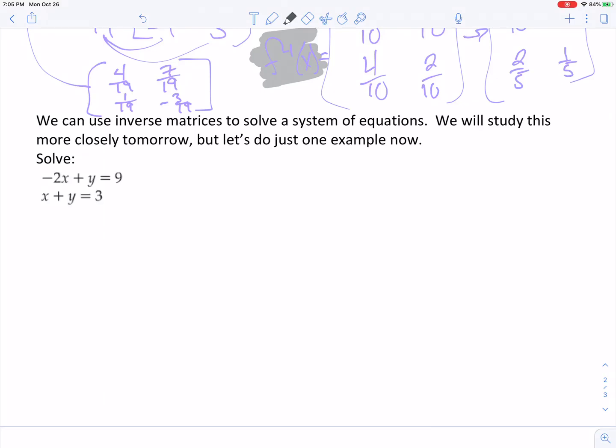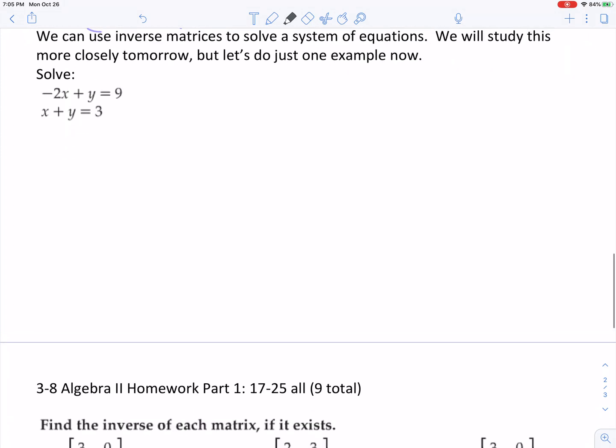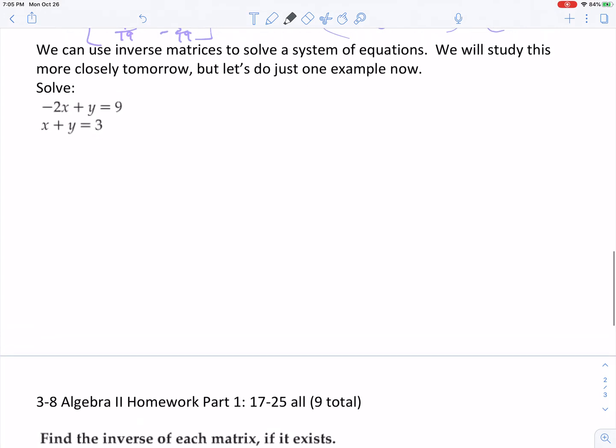Okay, welcome to 3.8 Part 2, where we will be using inverse matrices to actually solve a system of equations. So, here I have a system of equations, right? And we know that we could use substitution, elimination, graphing, or Cramer's rule, that's what we learned with the determinants, to solve this. So this is just going to be another tool in your toolbox to solve.